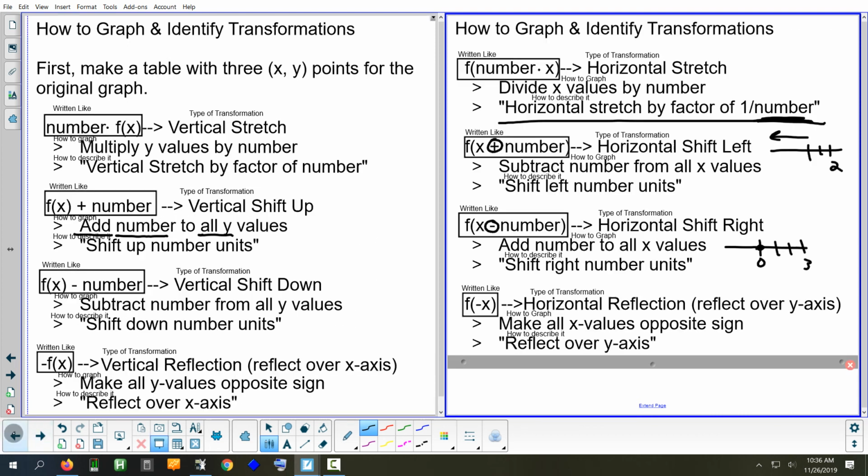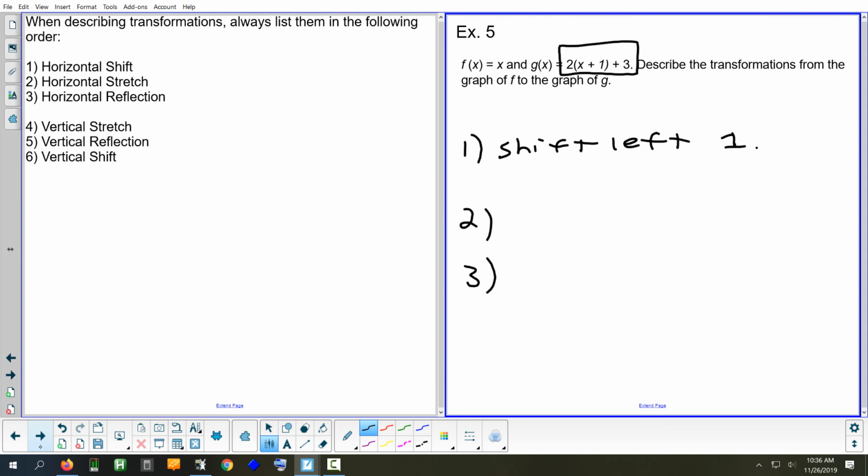So the next thing is vertical stretch. What does a vertical stretch look like? Number in front of the function. Yeah, number in front of everything. Do we have a number in front of everything here? Yes, we do. So we're going to write vertical stretch. What comes next? Written like on your chart, how to describe it. Vertical stretch by a factor of a number. Perfect. Vertical stretch by a factor of how much? 2.